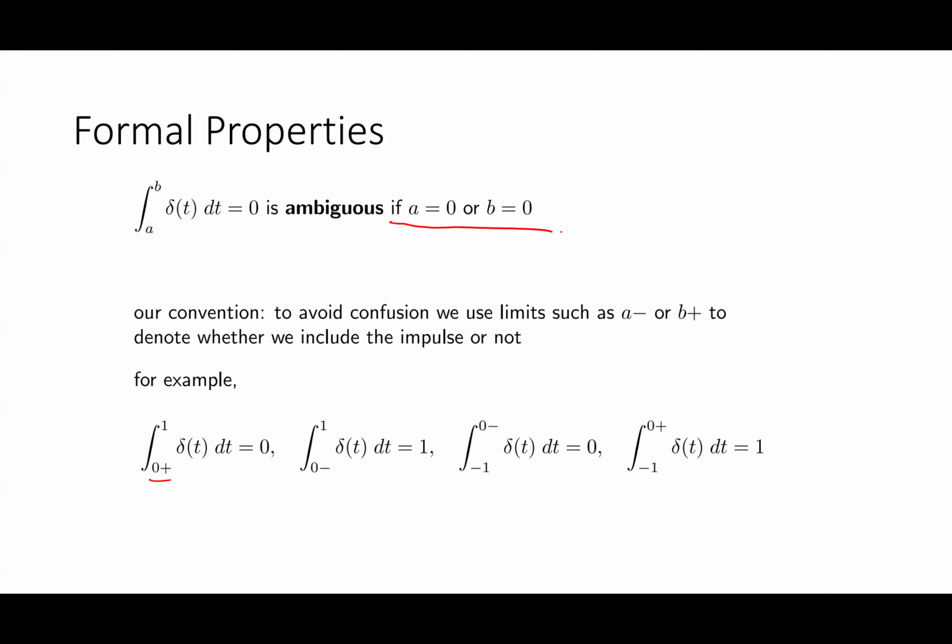So to avoid confusion, sometimes we talk about limits like 0 plus or 0 minus. When I say 0 plus to 1, the plus usually means it's a little bit after 0. That means the integral here would be 0. I wouldn't enclose this. If I say 0 minus to 1, that would be a little bit to the left of 0, which would enclose it. There are some other examples of that. Chances are I'm not going to give you something like that to worry about, but it is important to understand that concept.